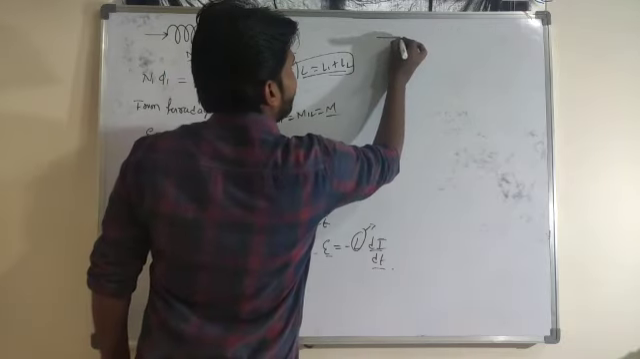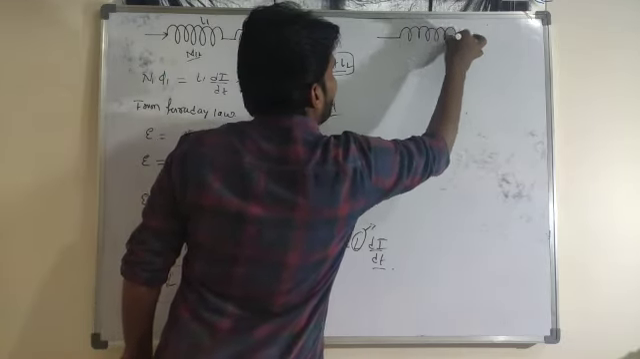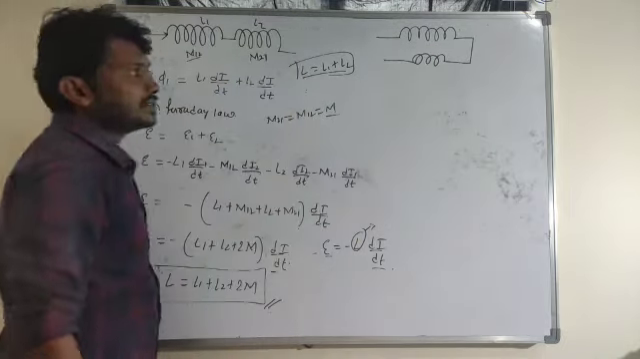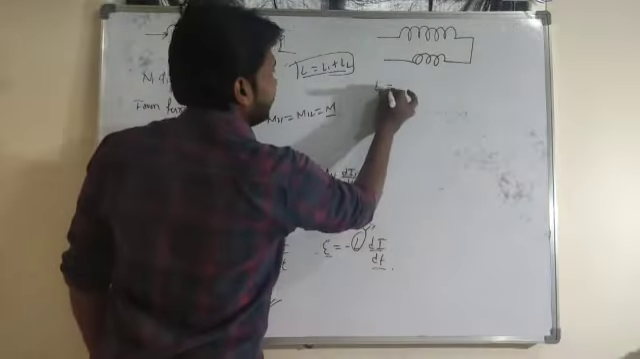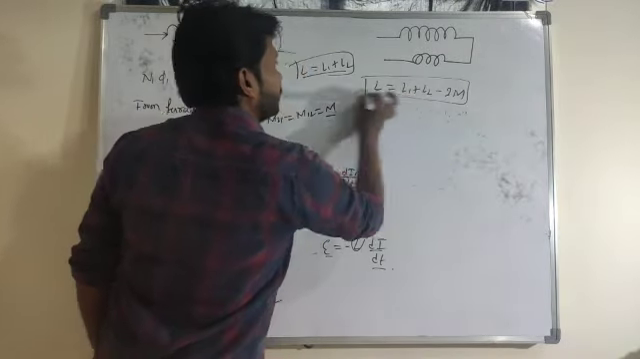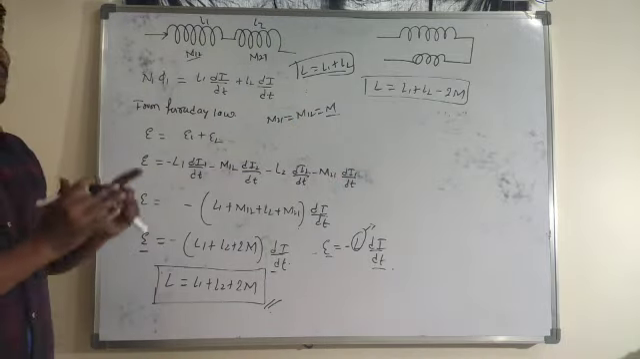Suppose these two coils are arranged in the opposite sense here. If these two coils are arranged in the opposite sense, then L is equal to L1 plus L2 minus 2 times M. So this is about the self-inductance.